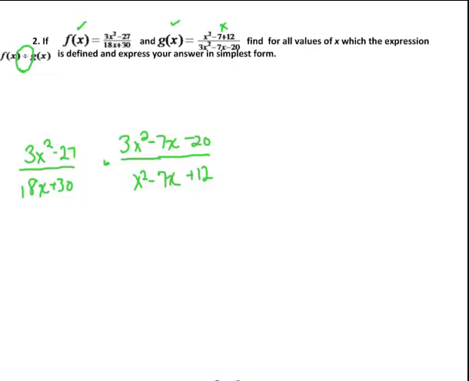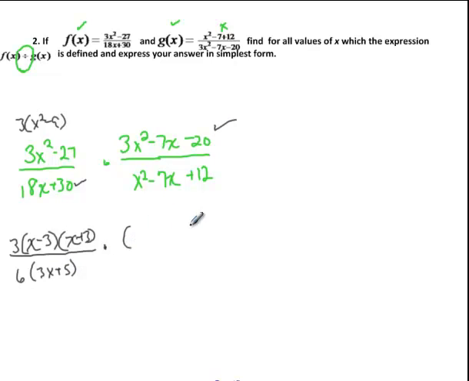All right, so now if I'm going to multiply, I have to factor. Greatest common factor here is 3. I'm left with x squared minus 9, and that can factor again. So this numerator factors into 3, x minus 3, x plus 3. This denominator, greatest common factor is 6. I'm left with 3x plus 5.